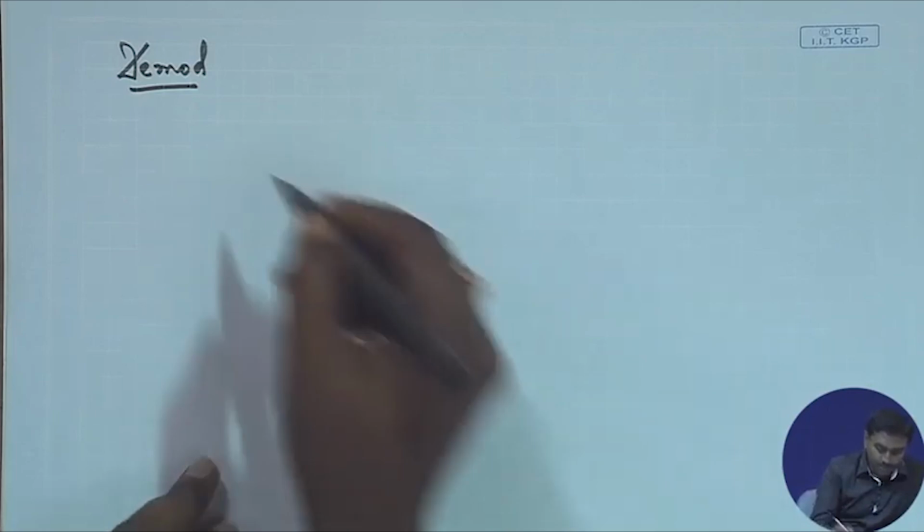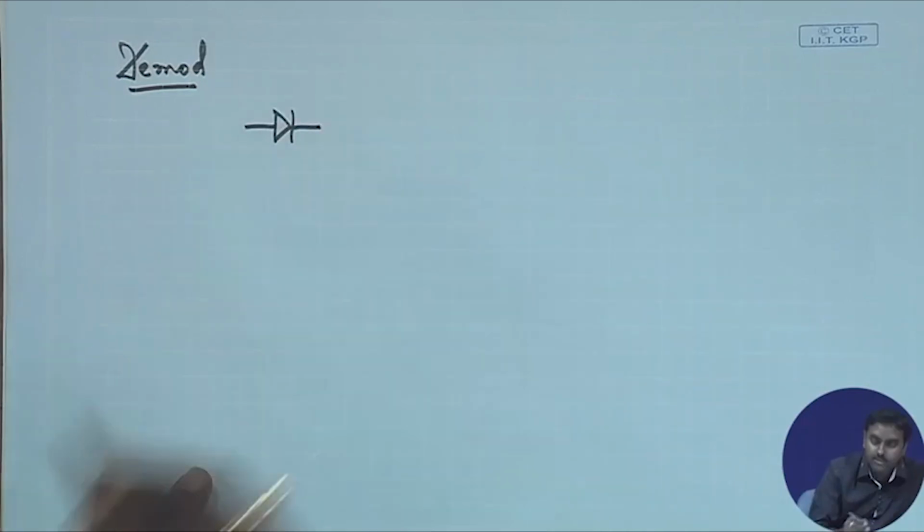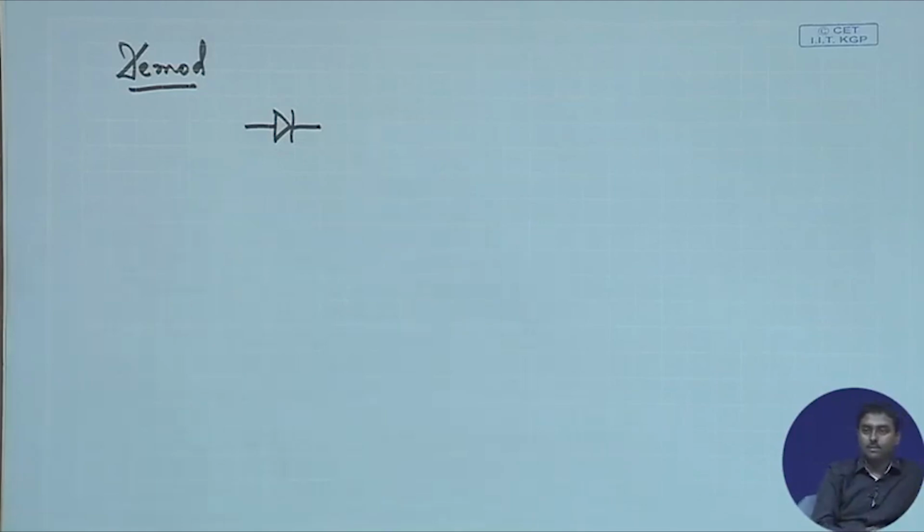For the demodulator, I will pass it first through a diode. I am completely changing the demodulator now. I am no longer multiplying it with cos omega ct. I know that multiplying with cos omega ct will still give me the result, but I do not want to do that. I am just simplifying it. So I will pass it through a diode.